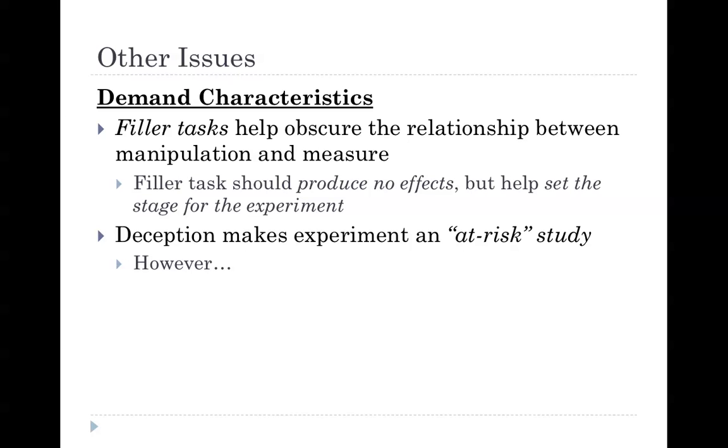And then lastly, deception, as I said, our good old friend, is an effective way to overcome demand characteristics, such that when you're directly lying to a participant, they're probably not going to guess what your hypothesis is. However, this does make it an at-risk study. So, while deception makes it an at-risk study, it does allow us to overcome these demand characteristics. So it is somewhat of a caveat that while at-risk studies are not necessarily good because they often put participants at psychological risks, it is a very effective way of overcoming demand characteristics.